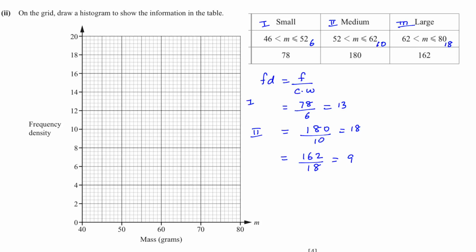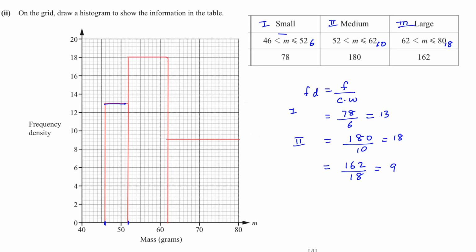The class width starts from 46, so 46 is here till 52, and the height is 13. Frequency density is your height, so it's going to be somewhere here. You have 12, 13. I have plotted all the bars. The first one was from 46 till 52, and the height was 13. So that is the first one here.